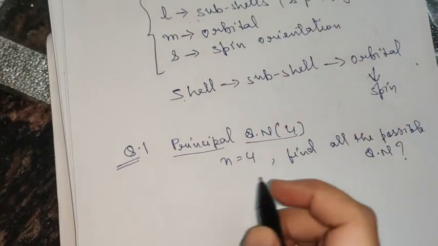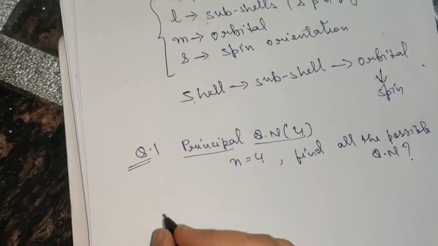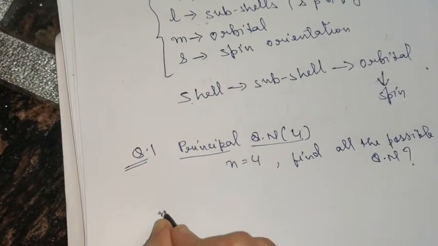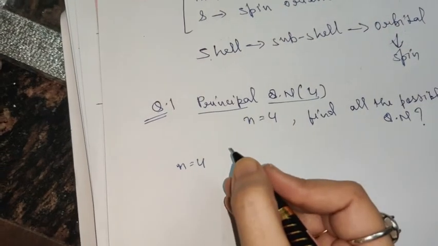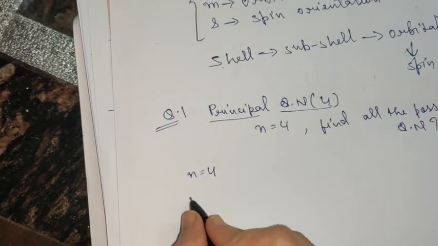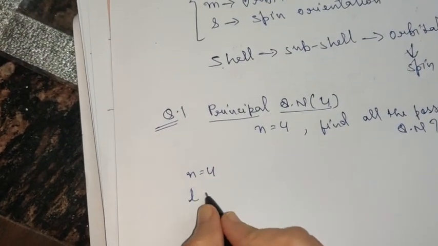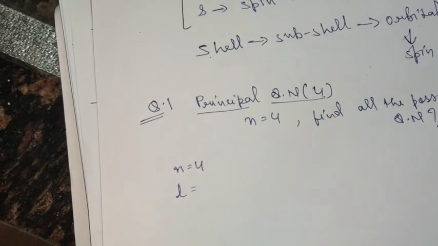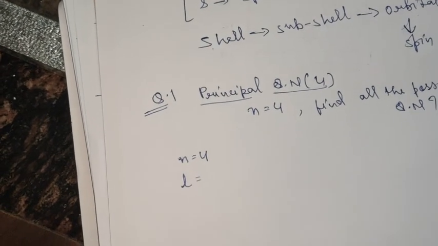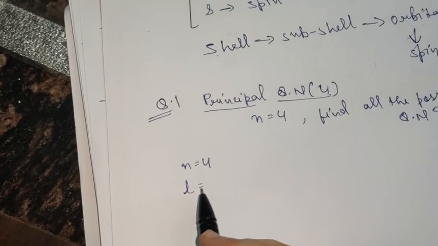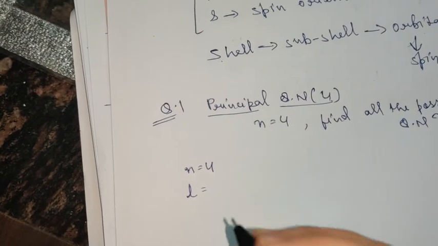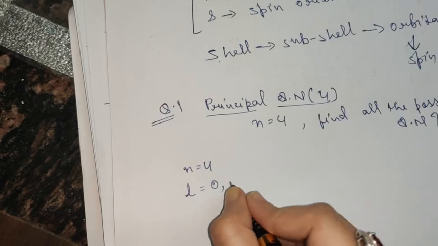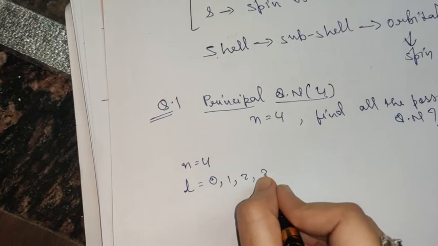Now when you know the value of n, first you mention here that the value of n is given as 4. Second is what are the possible values of l. If you remember, children, I told you the possible values of l are 0 to n minus 1. So it will be equal to 0, 1, 2 and 3.